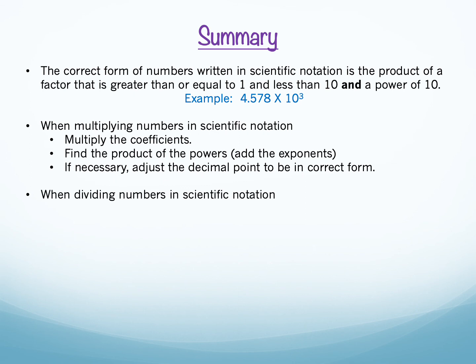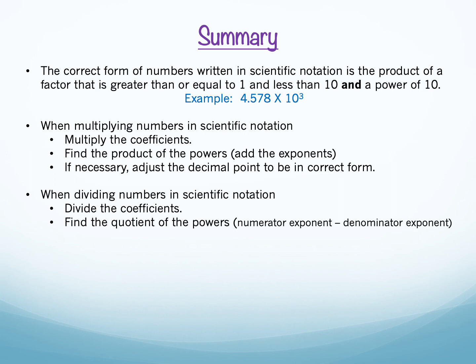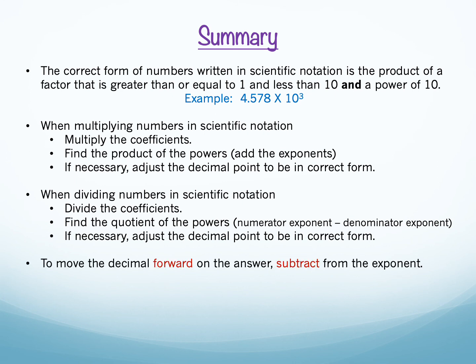When dividing numbers in scientific notation, we use similar rules. First, we divide the coefficients. Next, we find the quotient of the powers, the numerator exponent minus the denominator exponent. If necessary, we adjust the decimal point to be in the correct form. To move the decimal point forward on the answer, subtract from the exponent. To move the decimal point back on the final answer, add to the exponent.